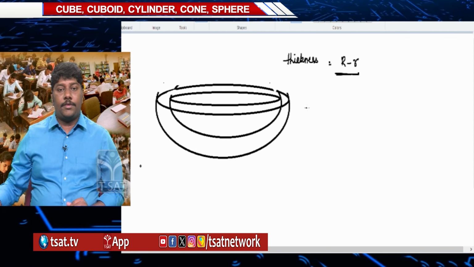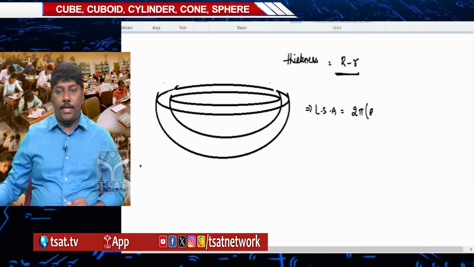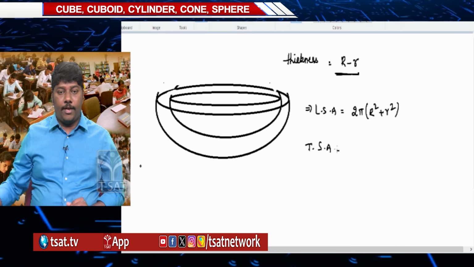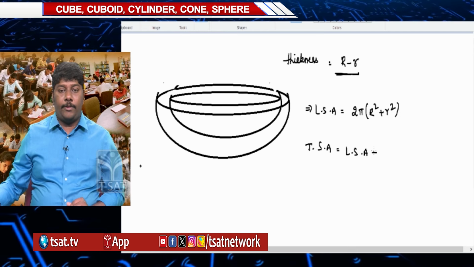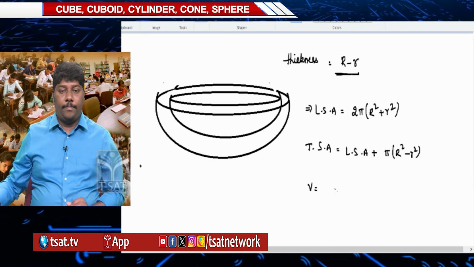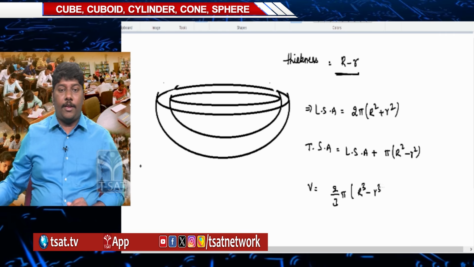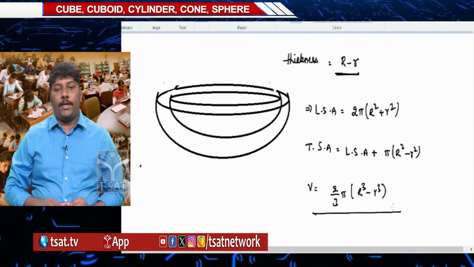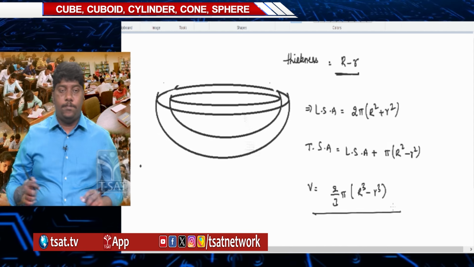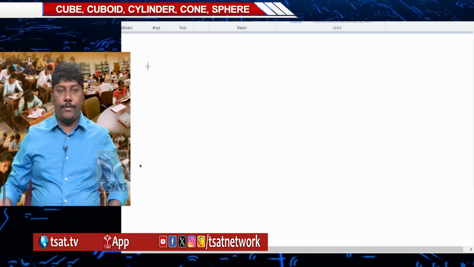What is very important in this? Lateral surface area. It is 2 pi into capital R square plus small r square. Both the lateral surface areas you add. Total surface area: along with the lateral surface area, you will have one ring, that is pi into capital R square minus small r square. When it comes to volume, 2 by 3 pi, from the outer hemisphere you subtract the inner hemisphere volume. So 2 by 3 pi into capital R cube minus small r cube. So you will get the hollow hemisphere volume. Now look at what happens when a cone, I am taking the front view of the cone.